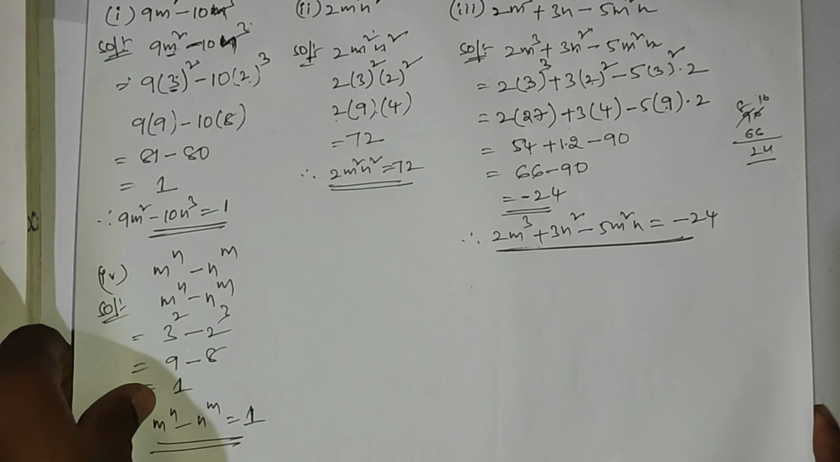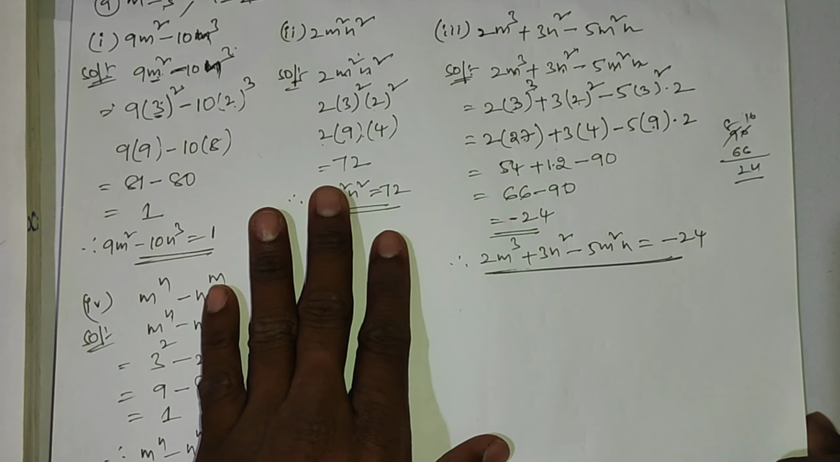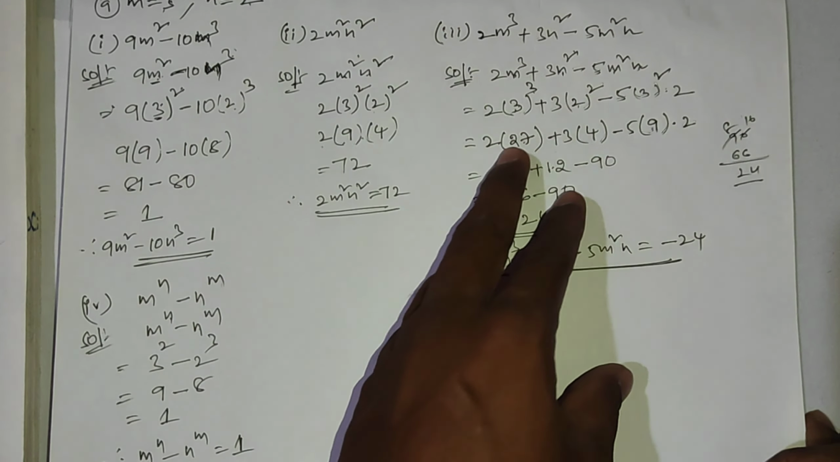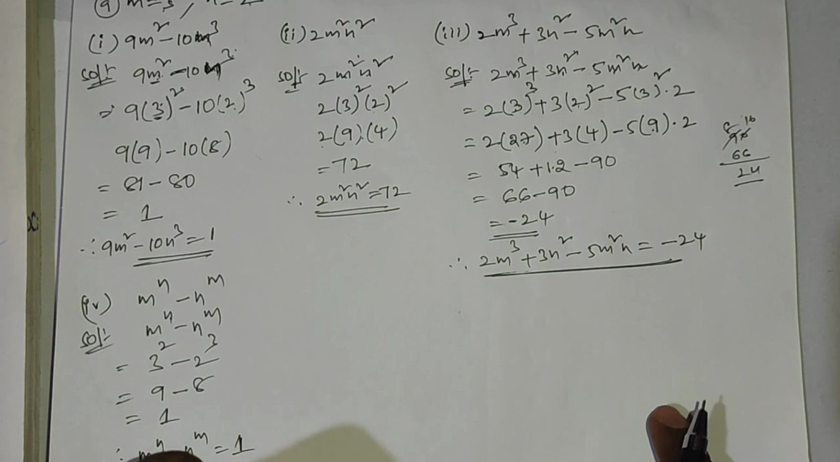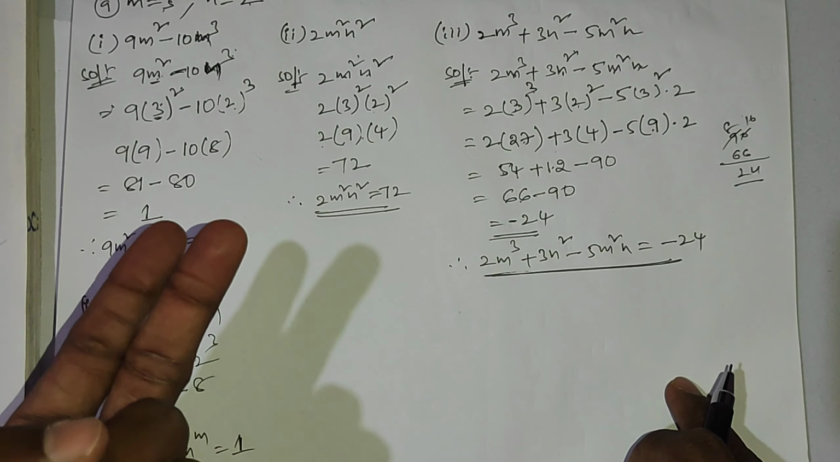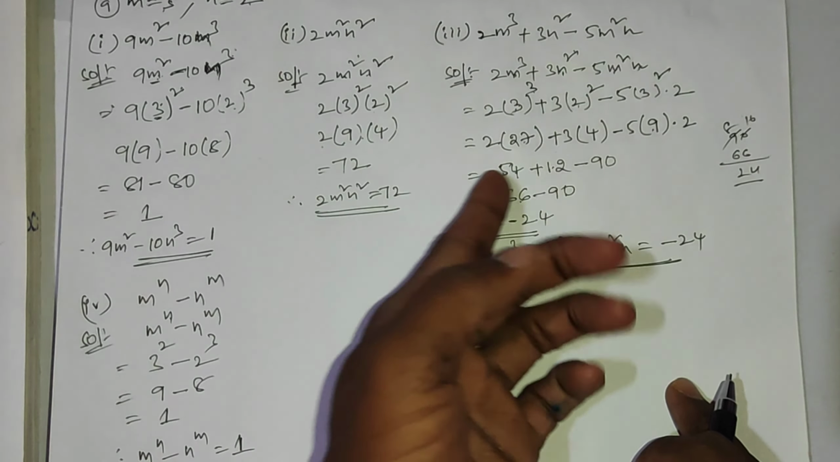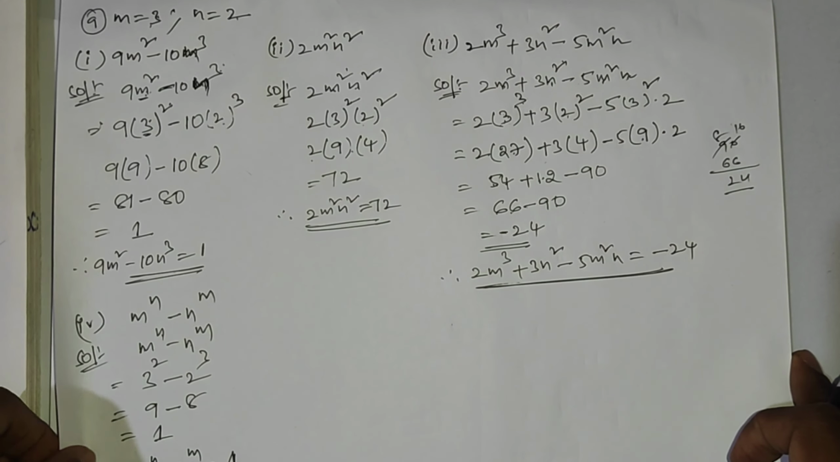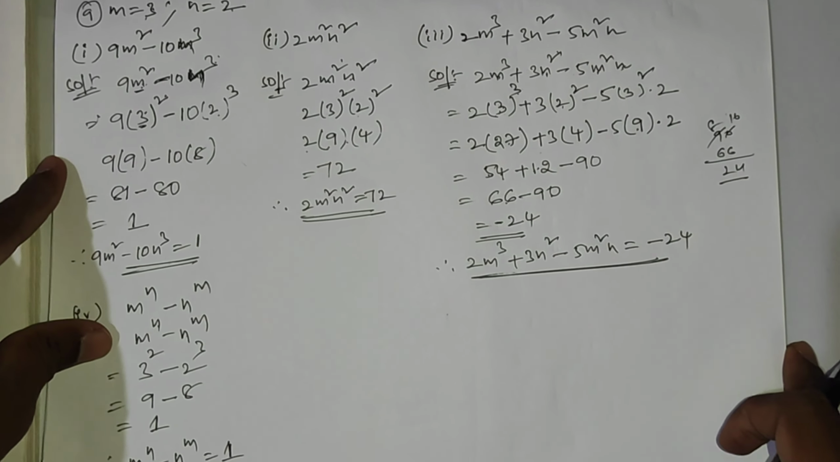Right? So this is about what? Finding the values. Given the m value and n value, we are simply replacing and multiplying. How many times? Cube means we have to multiply 3 times, square means we have to multiply 2 times. That's it. So with multiplication, adding and subtracting, we get the answer very easily. Right? This is a very, very easy bit.